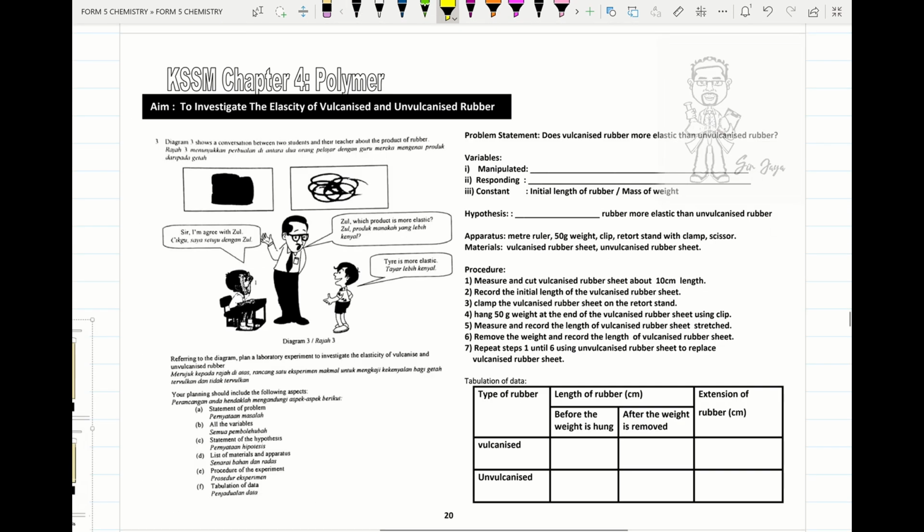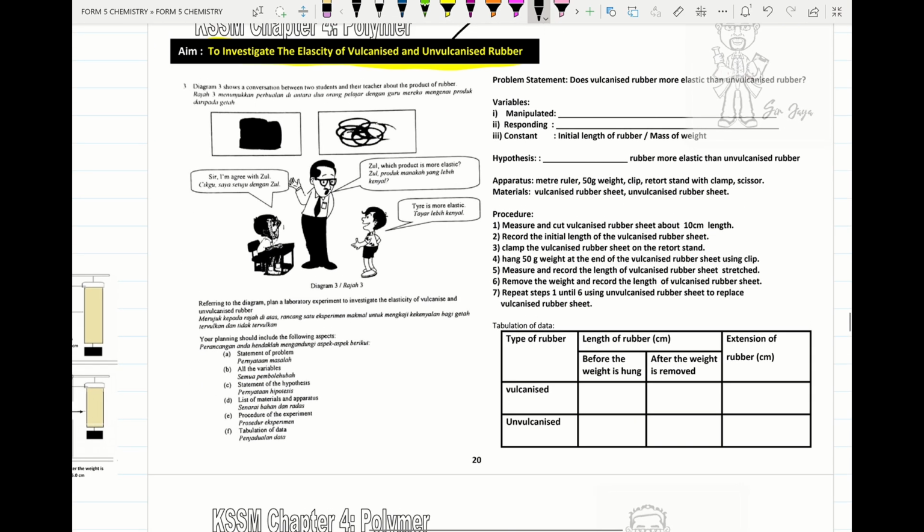All right, so we go forward to investigate the elasticity of vulcanized rubber and unvulcanized rubber. Please remember, unvulcanized rubber is natural rubber, and it is less elastic than vulcanized rubber. Now we check the conversation between Cikgu Zul and the student. Which product is more elastic? Here they give a rubber band, and here they give a tyre. According to this student, the tyre is more elastic, and this student also agrees with Zul.